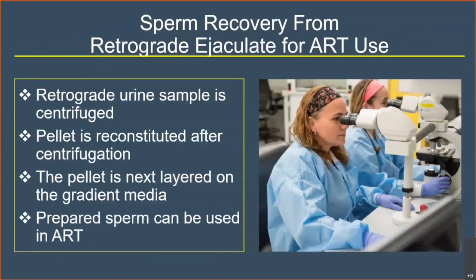So what is the step-by-step protocol of sperm recovery from retrograde ejaculate for ART use? The retrograde urine sample is centrifuged, the pellet is reconstituted following centrifugation, and this pellet is then layered on the gradient media. A gradient wash is performed, and then the prepared sperm can be used in ART. Next slide.